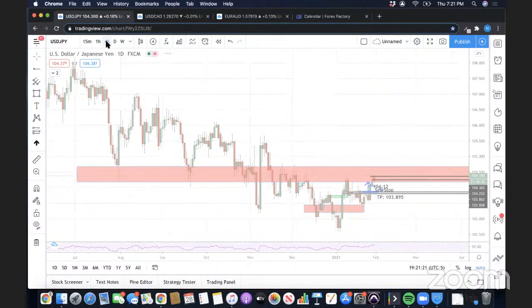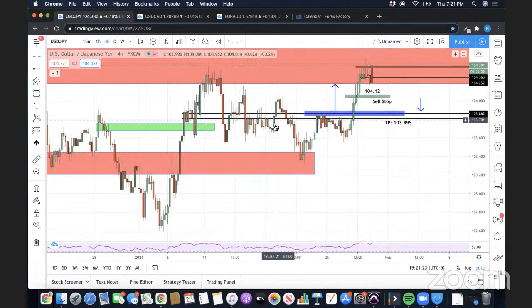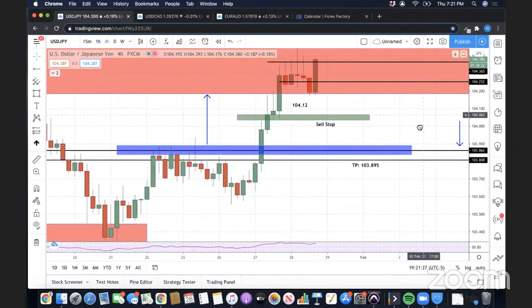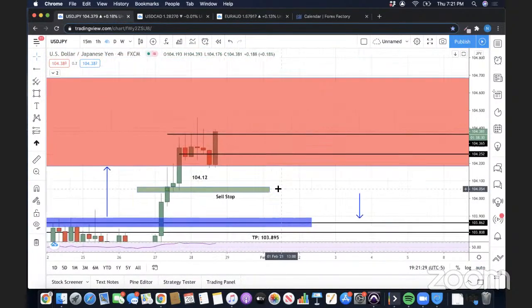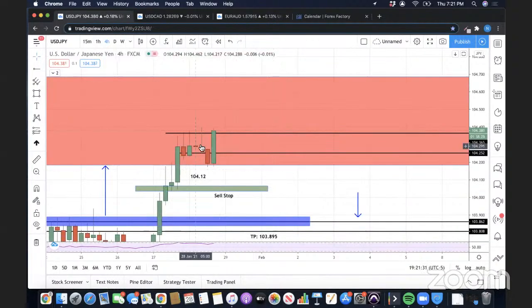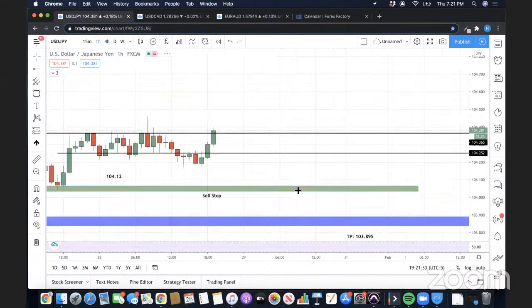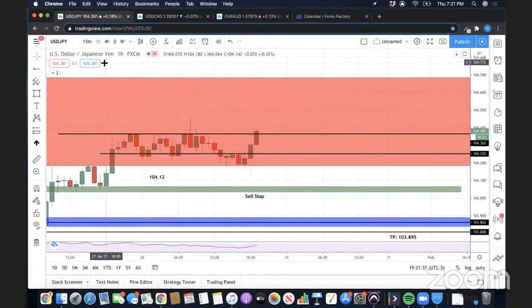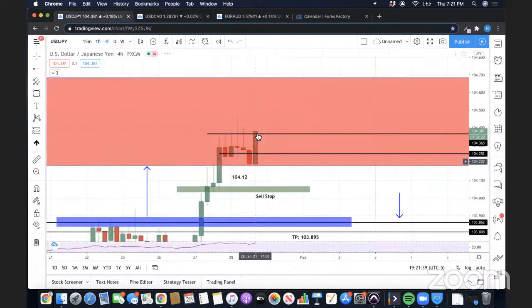So when's the 4-hour close? Another hour and a half. So what could be nice is, since they already kind of started creating some lows, it'd be nice if they use this 4-hour to leave a wick. It's impulsive right now, which lets me know they could.